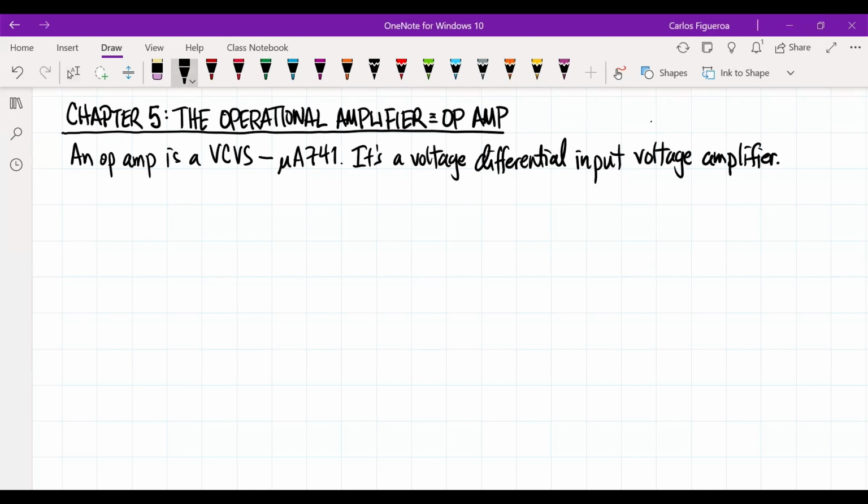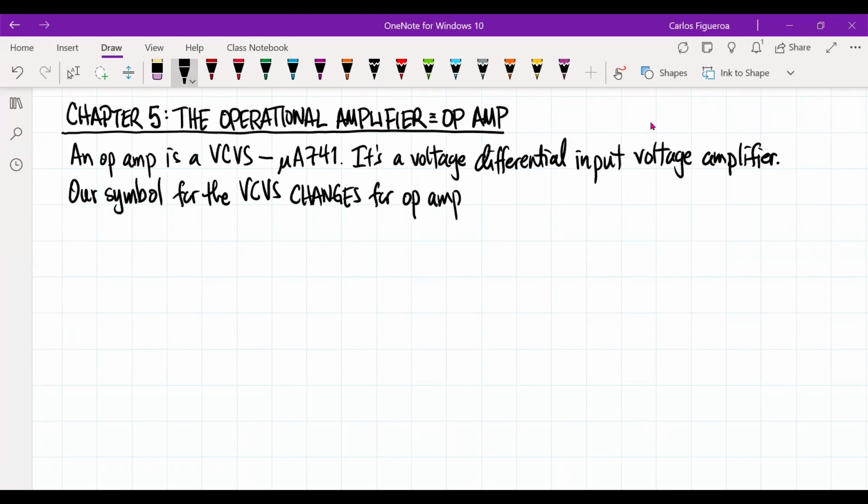Op-amps are integrated circuits that are used as elements in more complicated integrated circuits. So we have a symbol for the voltage-controlled voltage source. So our symbol for the voltage-controlled voltage source changes for op-amps. And this is what we know.